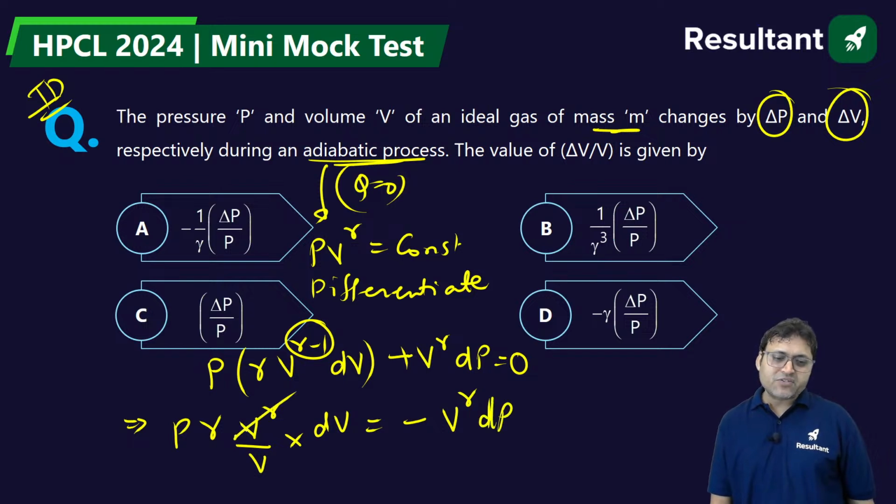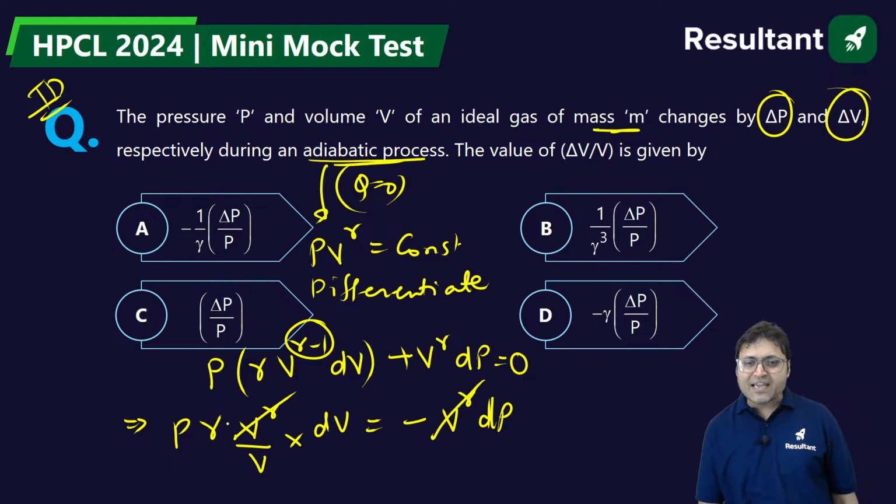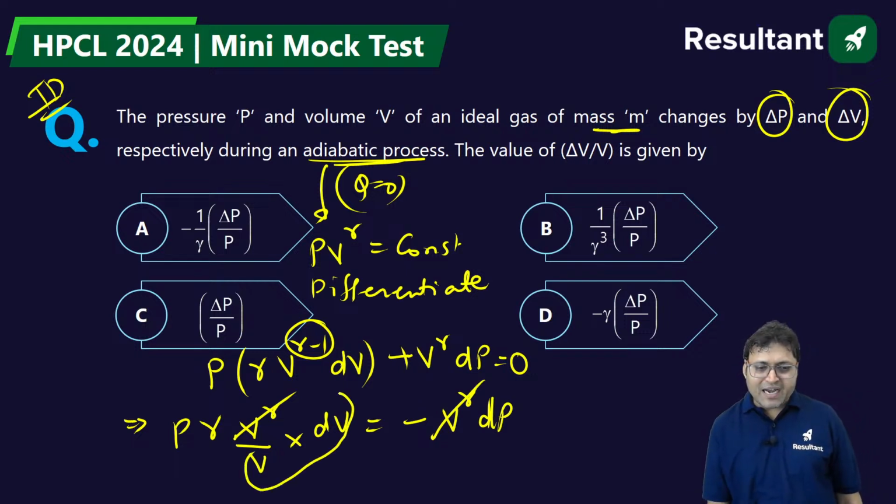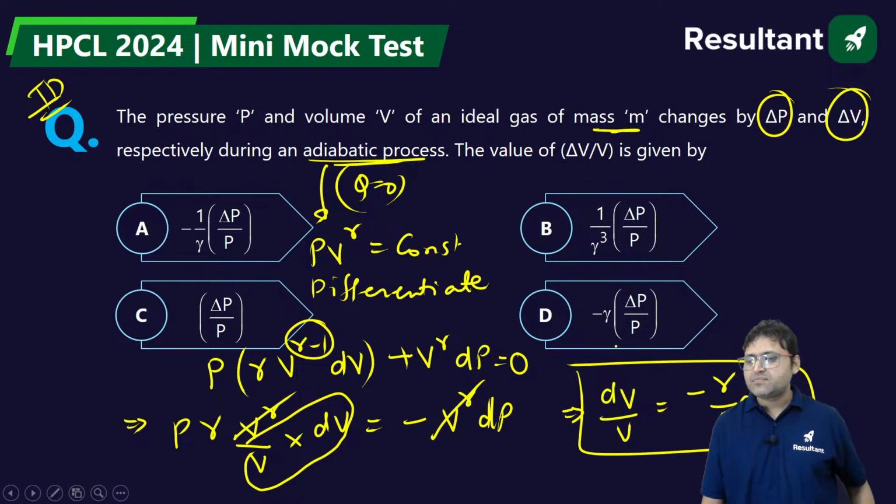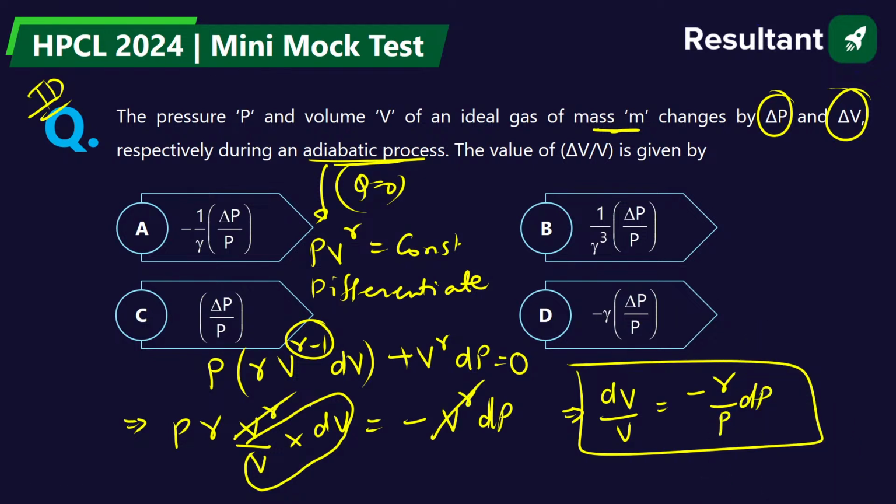Yes, this V to the power gamma gets cancelled out with this. So we are interested in dV by V, or delta V by V, that is equal to minus of gamma by P into dP. Isn't it? Minus gamma dP by P. So option A will be the right answer for this. A will be the correct answer.